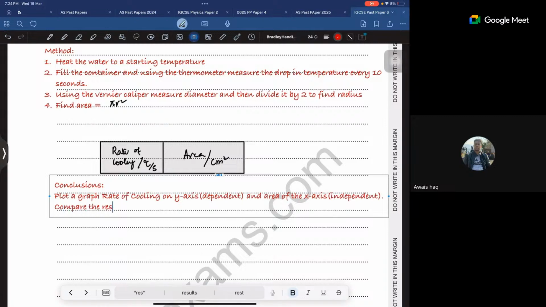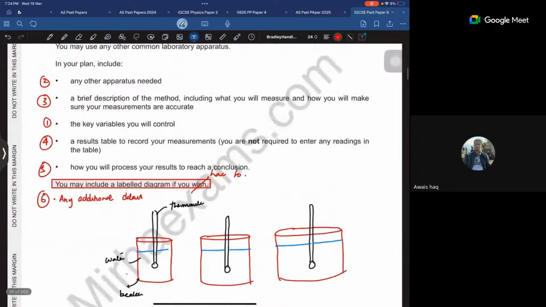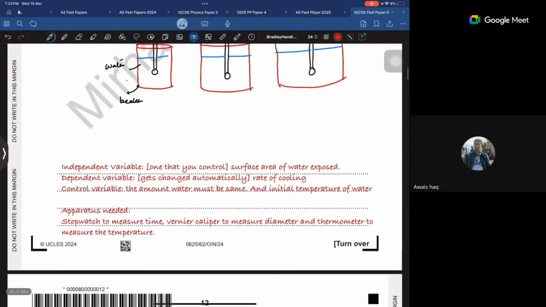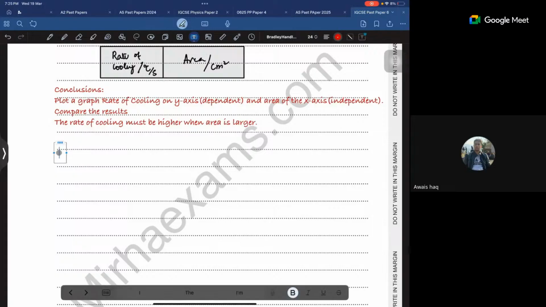Then compare the results. The rate of cooling must be higher when area is larger, right? So you can do this. That's how you're going to write the conclusion, okay? Now our 5 questions are complete. And I said add any additional details, which Ibrahim pointed out as well. You have to write about precautions and stuff. So here we're going to add additional details.